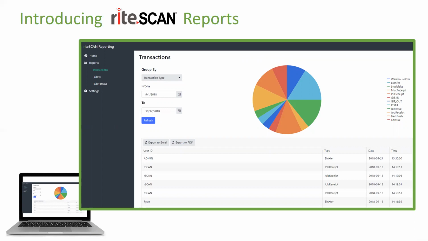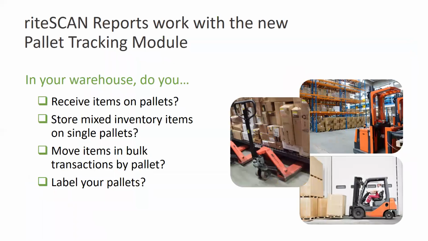Some examples of the different types of reports that we're introducing are the ability to look at transactional reports by employee or by certain transactions in your warehouse over a period of time. The other thing that we're introducing is pallet reports. And pallet reports really fall into the category with our new pallet tracking functions that we've introduced into riteSCAN over the last year and a half.